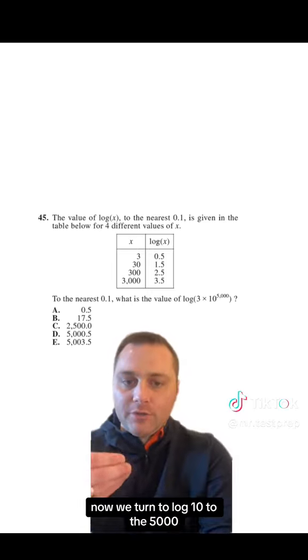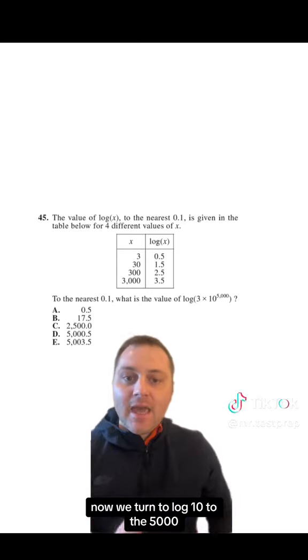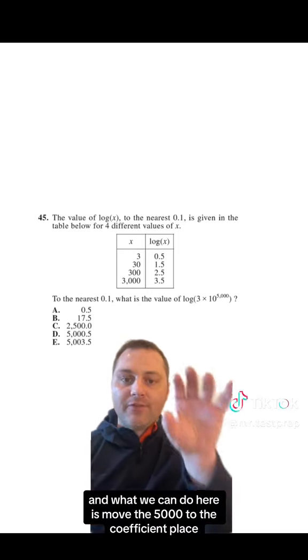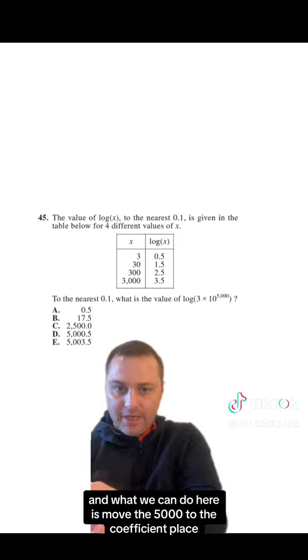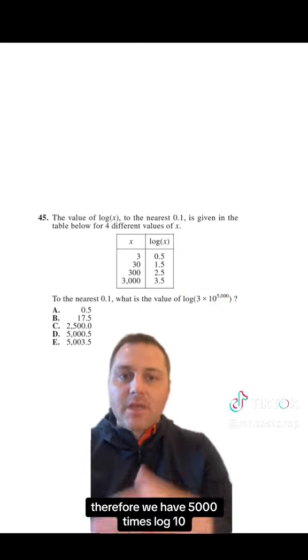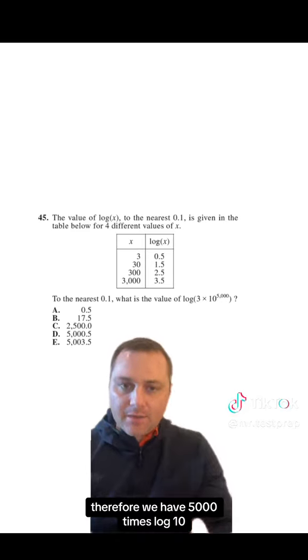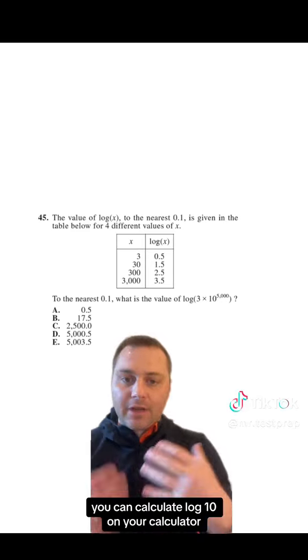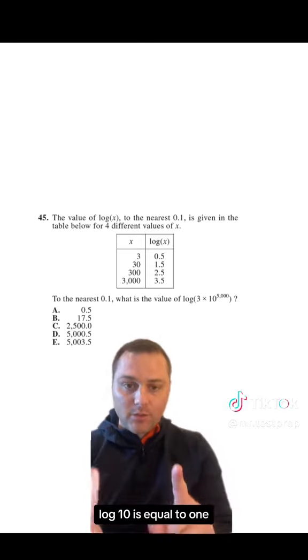Now we turn to log 10 to the 5,000, and what we can do here is move the 5,000 to the coefficient place. Therefore, we have 5,000 times log 10. You can calculate log 10 on your calculator. Log 10 is equal to 1.